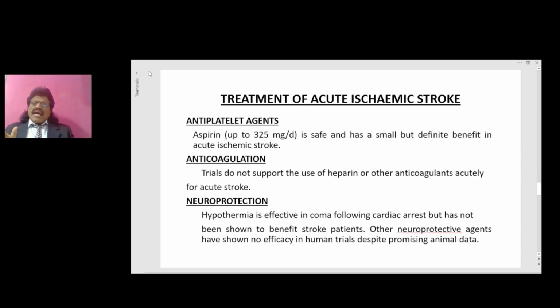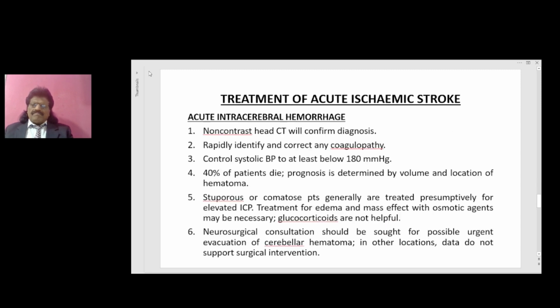Antiplatelet agents. Aspirin up to 325 milligrams per day is safe and has a small but definite benefit in acute ischemic stroke. Anticoagulation. Trials do not support the use of heparin or other anticoagulants acutely for acute stroke. Neuroprotection. Hypothermia is effective in coma following cardiac arrest but has not been shown to benefit stroke patients. Other neuroprotective agents have shown no efficacy in human trials despite promising animal data.